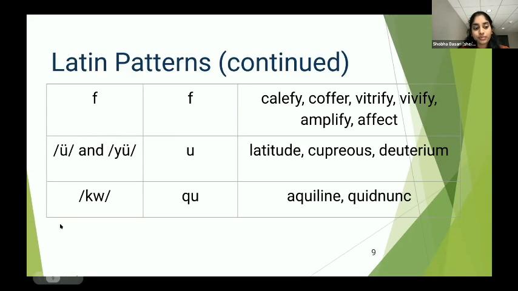And then the last example for Latin is the qua sound, which is always spelled with a QU in Latin. And this is a rule that has very, very few exceptions. Like you'll never see these spelled with a KW or any sort of other letter combination. So words like aquiline and quidnunc are good examples in Latin of the QU sound being pronounced as a qua.